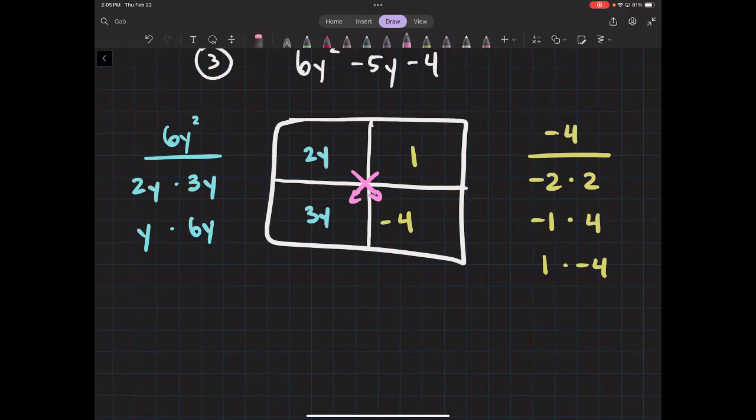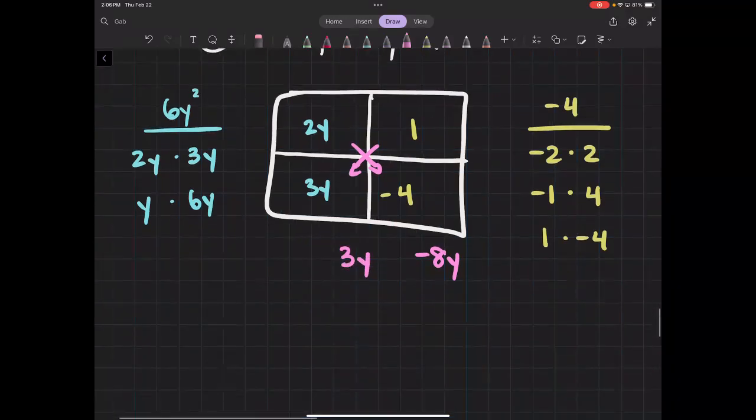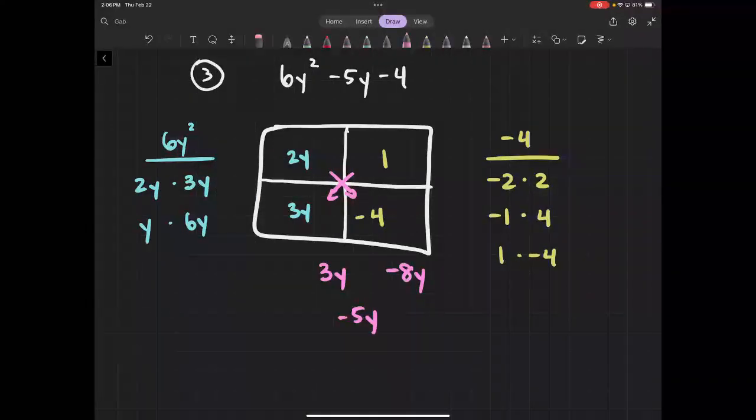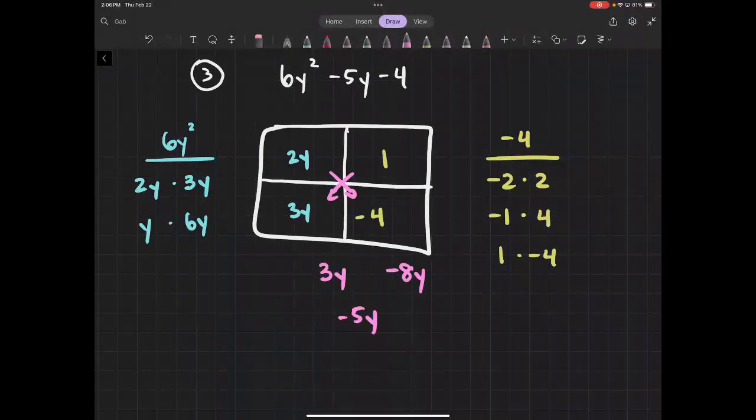+2y, -4, -8y. +1, +3y, +3y. Yes. Okay. So even if you fail the first time, do it again. But if you kind of see the numbers ahead of time and you multiply them, they're going to be too big, then choose the one that you think would work. Okay.